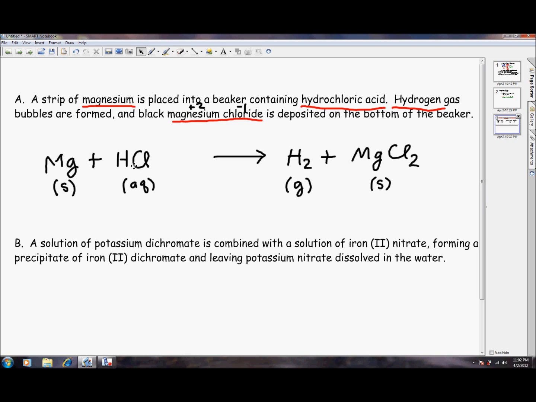Please note that there is no 2 on the H here. Yes, hydrogen's a diatomic element, but the diatomic rule only applies when the H is all by itself. When it's in a compound, like the H and the Cl, you just follow the regular nomenclature rules. We're not introducing anything that's changing the rules that you've previously learned.